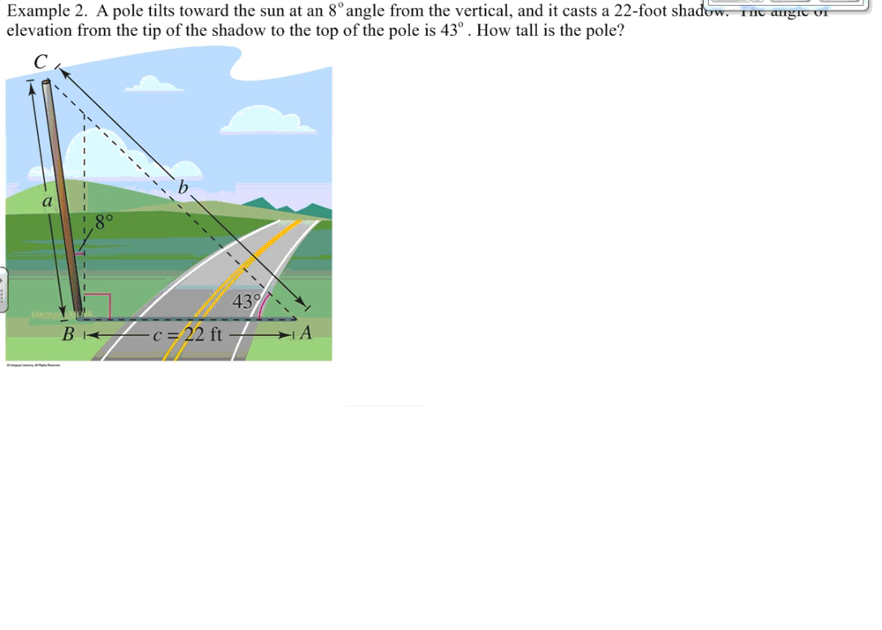For example 2, we have a similar situation, and on this one, it's a little bit of a word problem, an interesting take the book has on this. This looks like a telephone pole, and it is tipped toward the sun at an 8-degree angle, so it's evidently not at a 90-degree angle with the ground there. And it tilts towards the sun at an 8-degree angle from the vertical, and it casts a 22-foot shadow. The angle of elevation from the tip of the shadow to the top of the pole is 43 degrees, and then we want to figure out how tall that pole is.